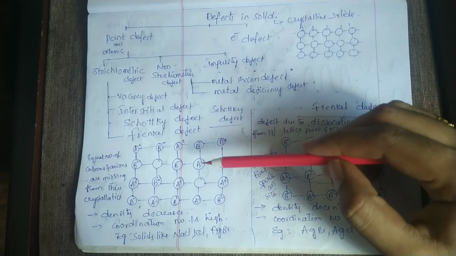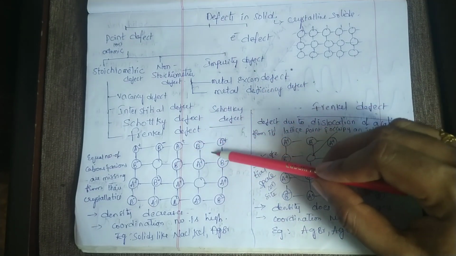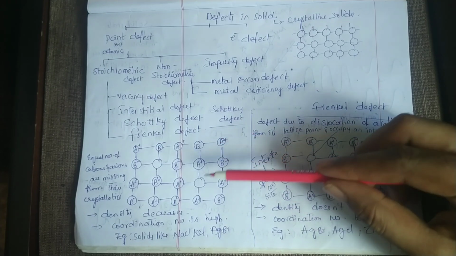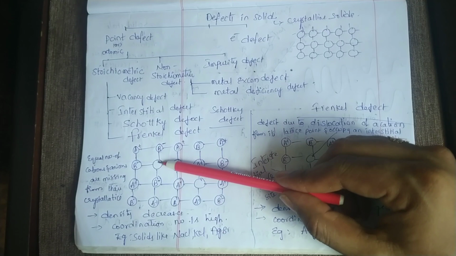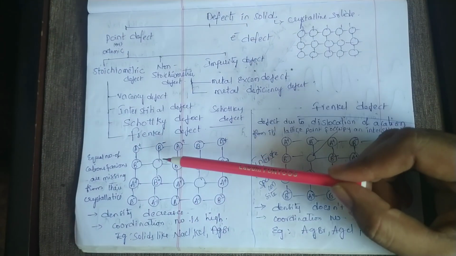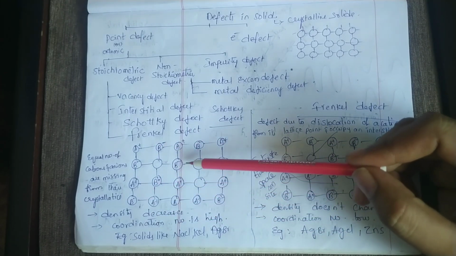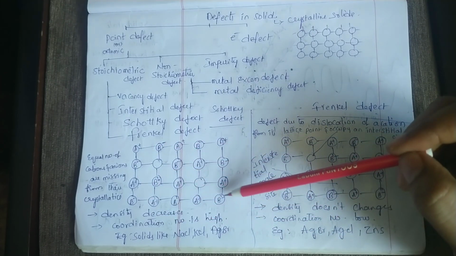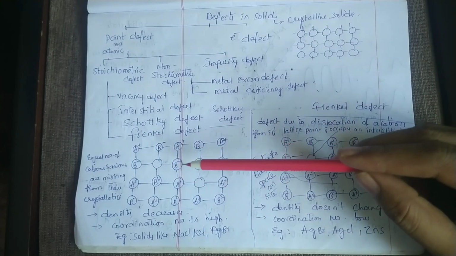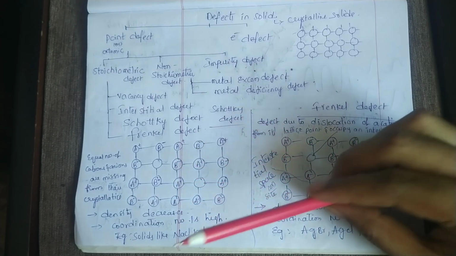Now we will discuss Schottky and Frenkel defect. Schottky defect arises due to missing of an equal number of cations and anions from the crystal lattice. In Schottky defect, density decreases due to missing of cations and anions, but the size of cation and the size of anion are comparable. In Schottky defect, coordination number is high.